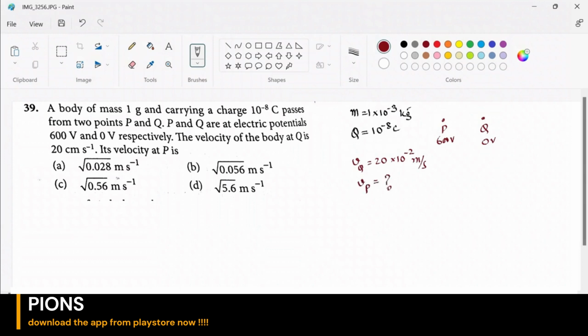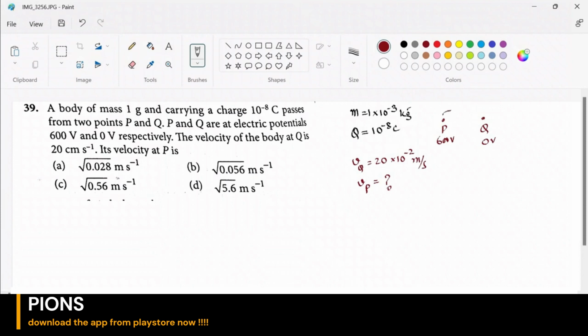Let me repeat once again the question. The question says a body of mass 1 gram and carrying this much of charge is going from point P to Q. So if it is going from point P to Q, the P has a potential of 600 volt and Q has a potential of 0 volt. What will be the velocity at point P if the velocity at Q is given here?